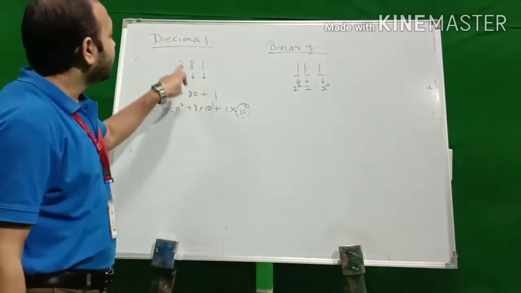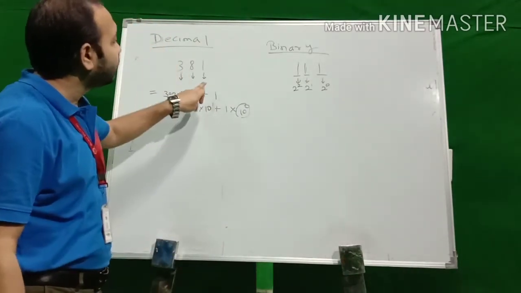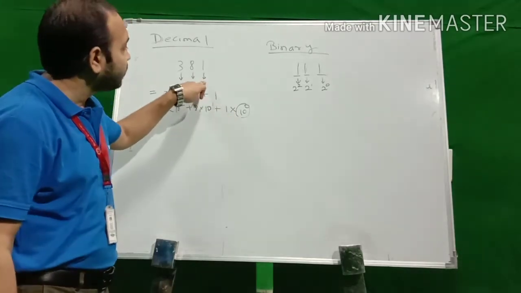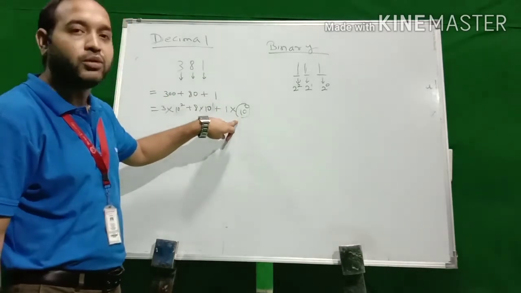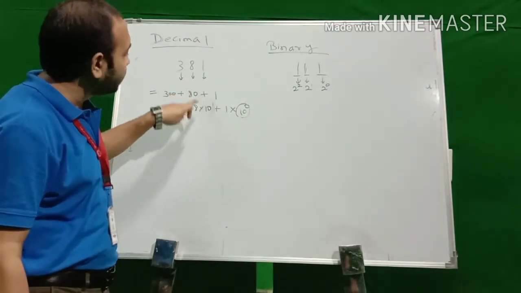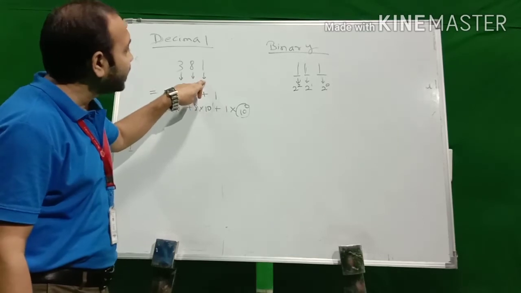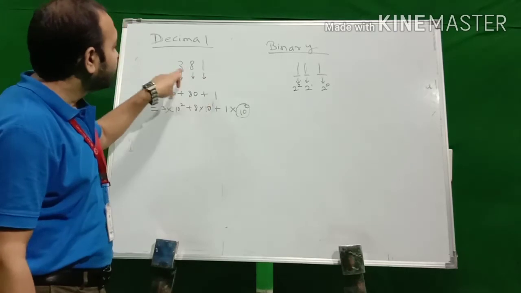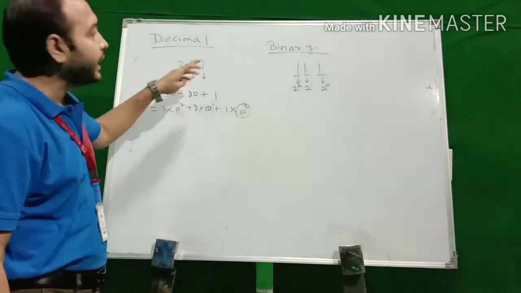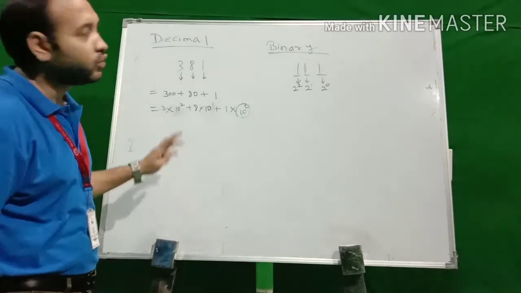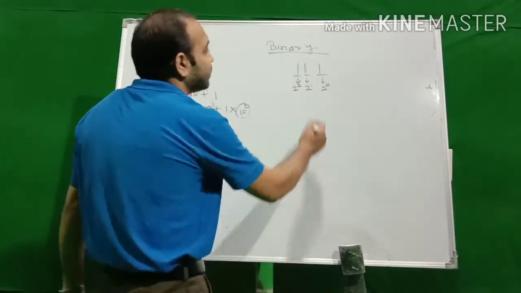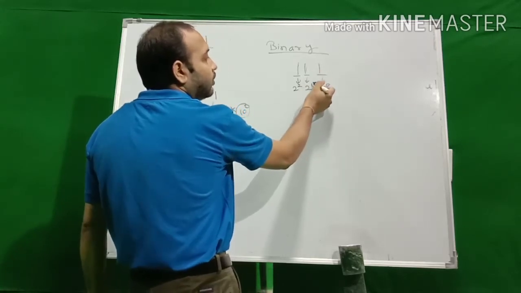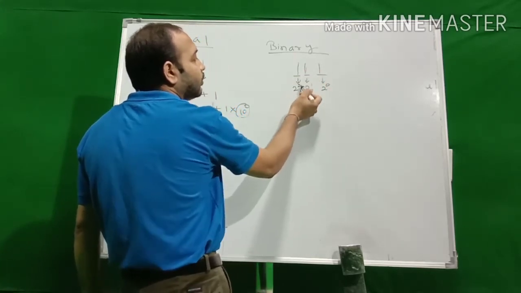Why? Because this is the decimal number system, so the weight base will be 10. This is the first position, so 10 power 0, that is 1. The second position is 10 to power 1, we start from 0, then the third position 10 to power 2. Like this we write the numbers. Same for binary: first 2 to power 0, next 2 to the power 1, next 2 to the power 2.